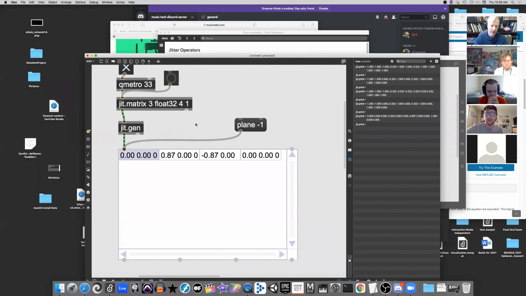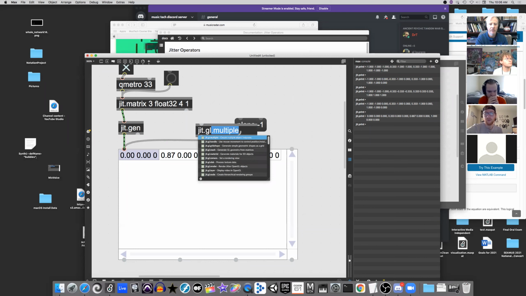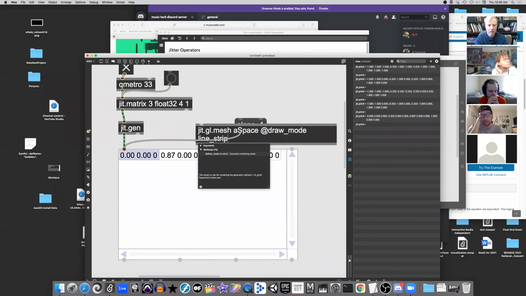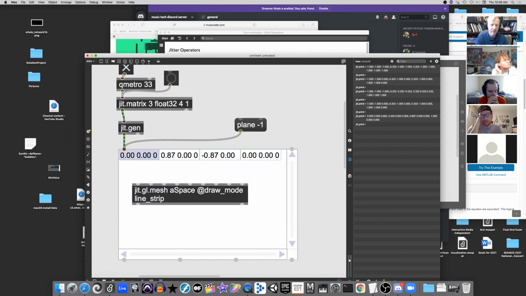To show the curved line, I could do jit.gl.mesh, a space I haven't made yet, at draw mode line strip. I think that's all I need for this. And then jit.world, a space.